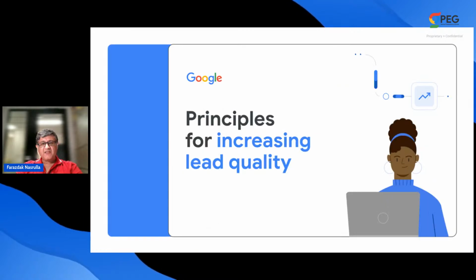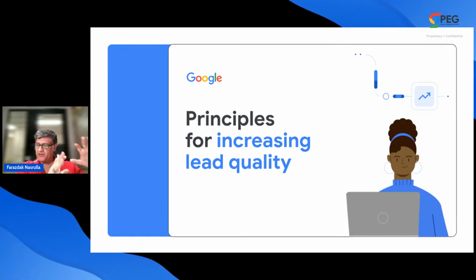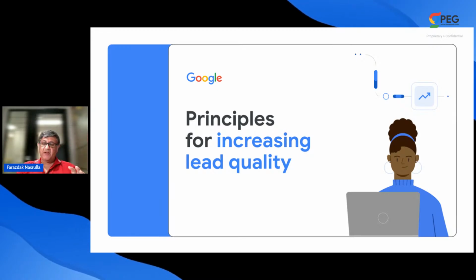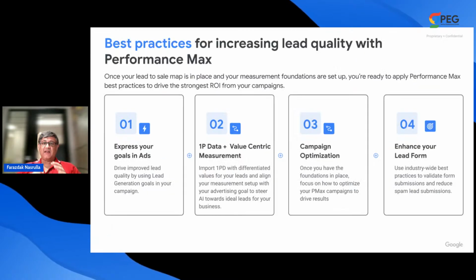Now, principles for increasing lead quality. We understood something about leads, and the most important point that we need to look at is lead quality. Consider this: Performance Max is a beautiful garden. And in this garden, I basically want to grow beautiful flowers.